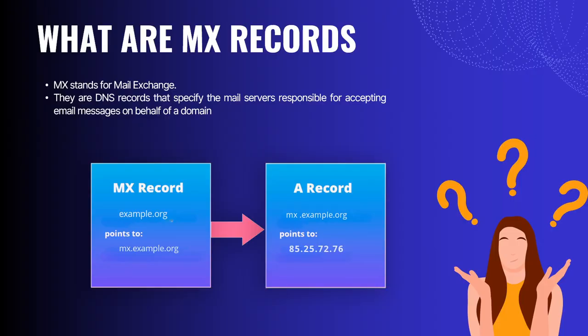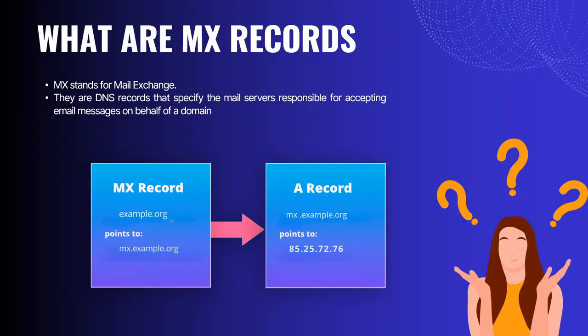First of all, what are MX records? Let's start with the basics. MX records, short for mail exchange records, are essential DNS entries. When someone sends you an email, their mail server looks up your domain's MX record to find out where to deliver the message. Essentially, they tell the sending server, this is where you need to send the email for this domain. These are DNS records that specify the mail servers responsible for accepting email messages on behalf of a domain. And MX records are unique for each domain.